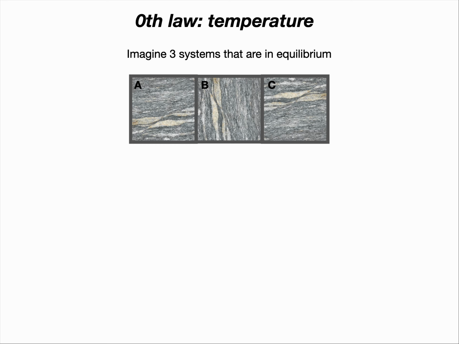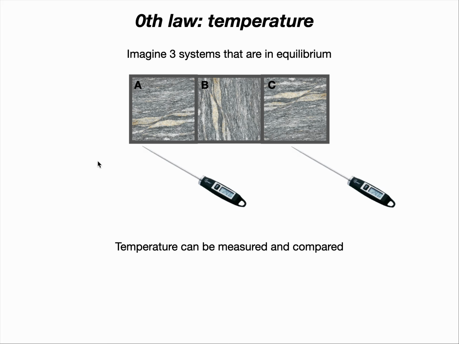Let's introduce the zeroth law. So the zeroth law is defined that way. You have three systems, A, B, and C, and we say that we can measure temperature. So we measure the temperature of A, and we know that B will be in equilibrium with A, and we measure the temperature of C.